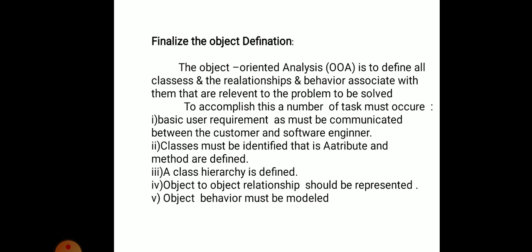To find the complete definition of the object, a number of tasks must occur. Which tasks? First one, basic user requirements must be communicated between the customer and the software engineer. Next, classes must be identified, and their attributes and methods are defined. Third, a class hierarchy is defined. Fourth, object to object relationships should be represented. Fifth, object behavior must be modeled. When we complete these five tasks in our system, we complete our object definition or object oriented analysis. Understand that? Okay, thank you.